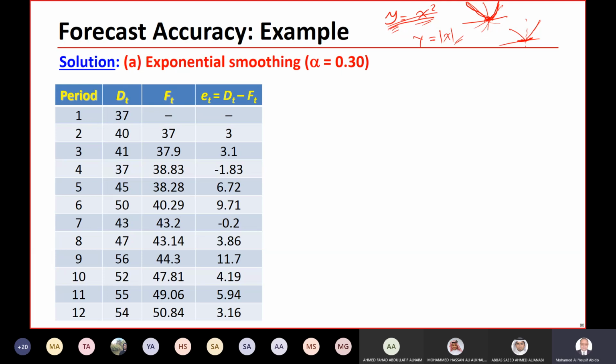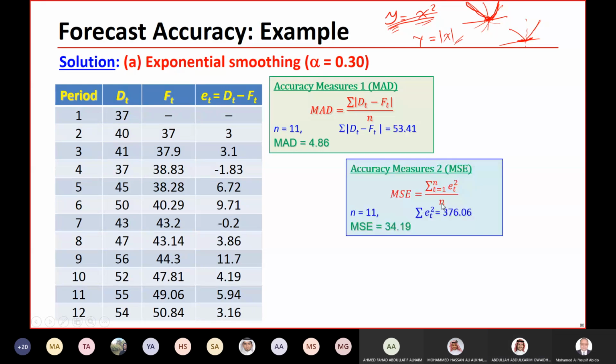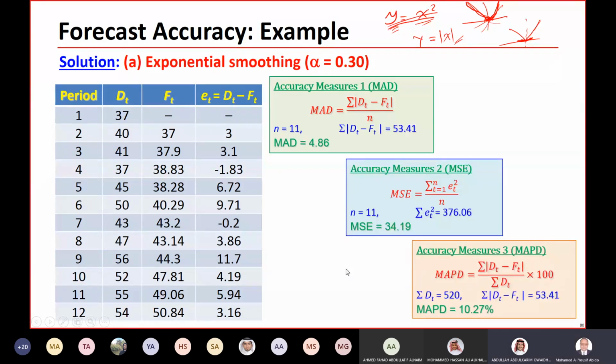Abdullah Abdul Karim, your question? Hello. Yes, Doctor, I do have two questions. The first one, for the second method, why don't we take the square root for the 34?